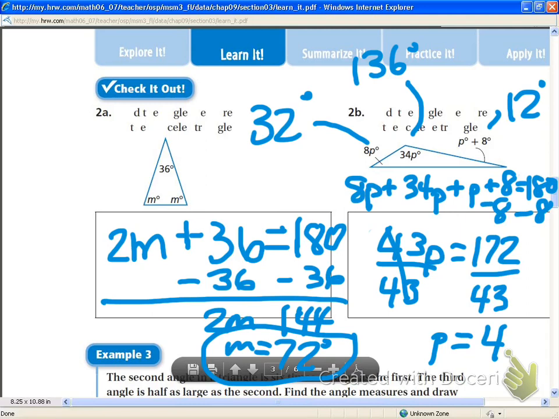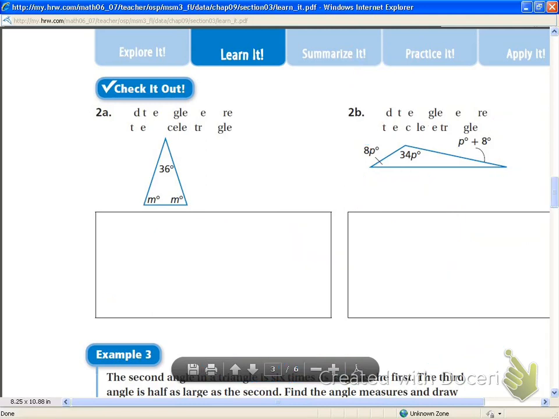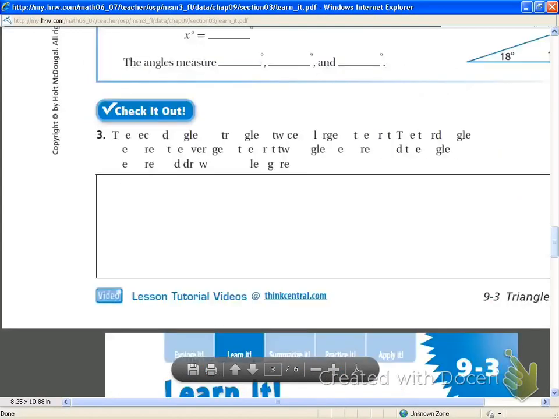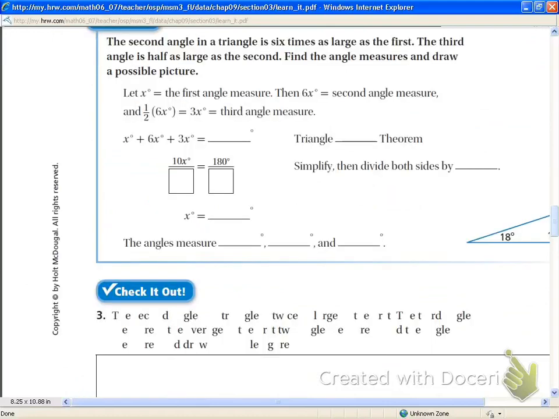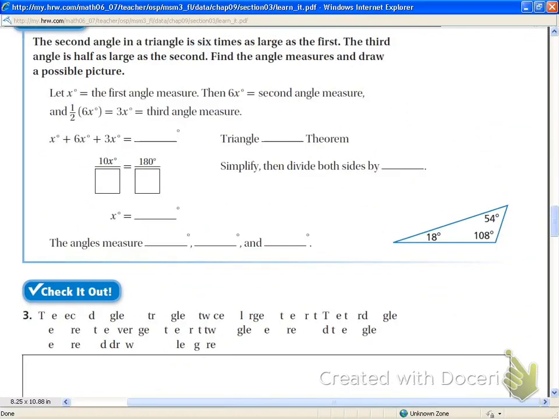Okay, now that we're done, we're going to move on to example 3. Let's look at example 3 on our page. The second angle in a triangle is 6 times as large as its first. The third angle is half as large as the second. Find the angle measures and draw a possible picture. So let x be the first angle, 6x be the second angle, and 1/2 times 6x be the third angle. So we know that they equal 180, so we can fill in our blank, 180.